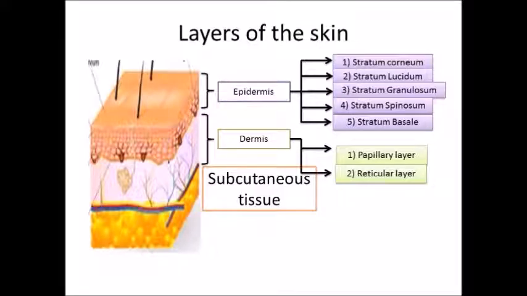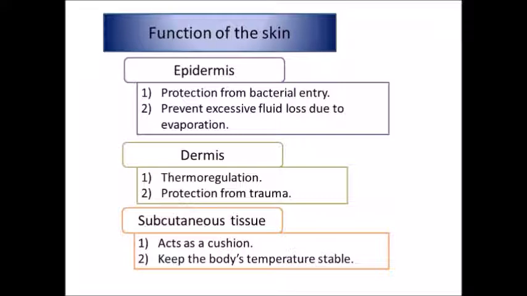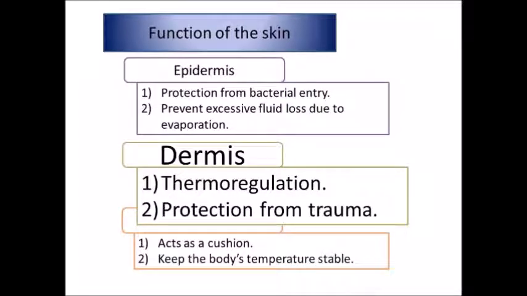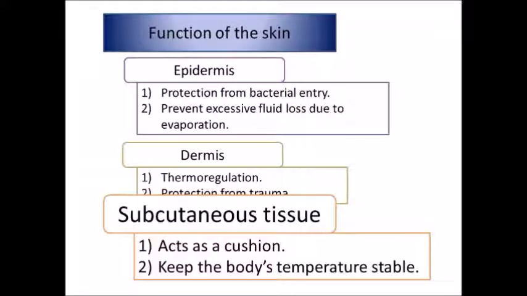Next, I proceed to the physiology or the function of each layer of the skin. The epidermis functions to protect our body from bacteria entry and to prevent excessive fluid loss due to the evaporation process. Besides, the epidermis also plays an important role in neurosensory function and social interaction. The dermis layer functions in thermoregulation and protects our body from trauma due to its elasticity and durability properties. The last layer of skin, subcutaneous tissue, functions to keep the body's temperature in stable condition and acts as a cushion to absorb pressure and prevent the bone and muscle from damage.